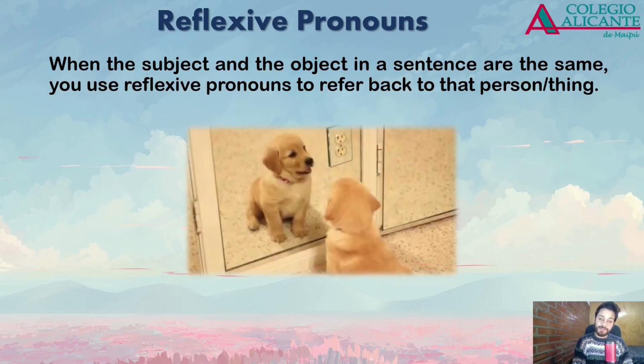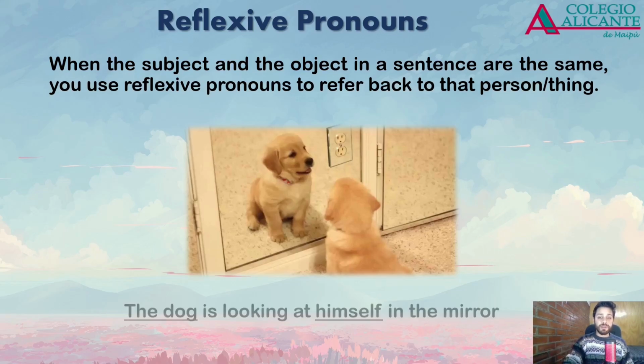Imagine this is a sentence. So, who is the subject? The dog. The action? What is he doing? He is looking. What is he looking at? He is looking at himself. So the dog is looking at himself in the mirror.